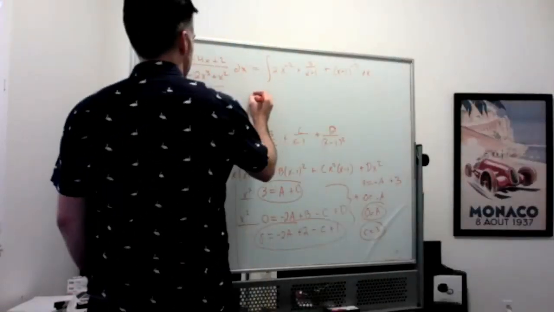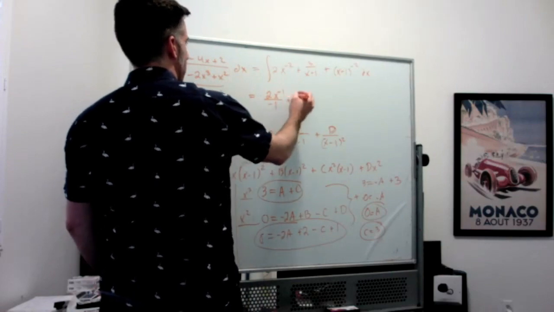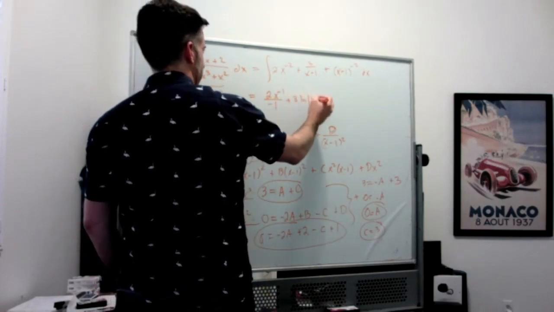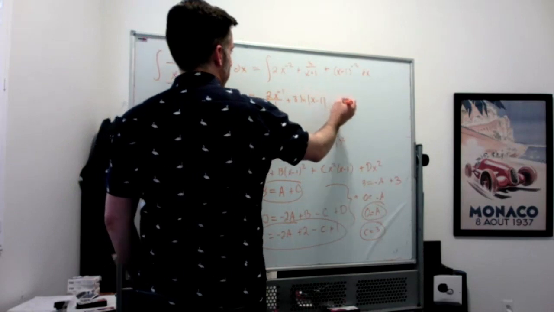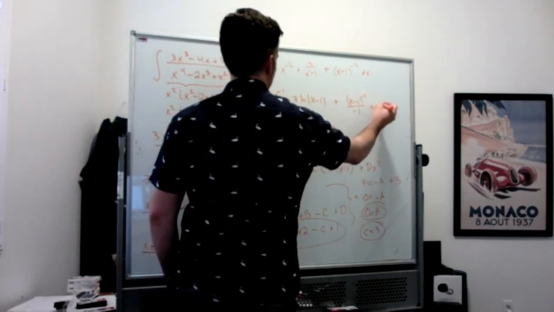So this is going to equal 2 times x to the minus 1 over minus 1 plus 3 times the natural log of the absolute value of x minus 1 plus x minus 1 to the minus 1 over minus 1 plus c.